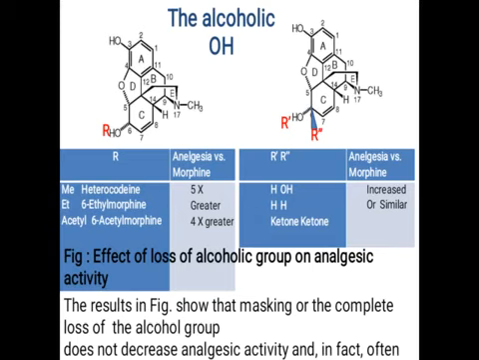Similarly, at the sixth position, an OH group is present. If it is methyl, it becomes heterocodeine. If it is ethyl, it becomes 6-ethyl morphine. If it is an acetyl group, it becomes 6-acetyl morphine. So it has 5 times more activity as compared to morphine. The ethyl has greater activity as compared to morphine. 6-acetyl has 4 times greater activity as compared to morphine.